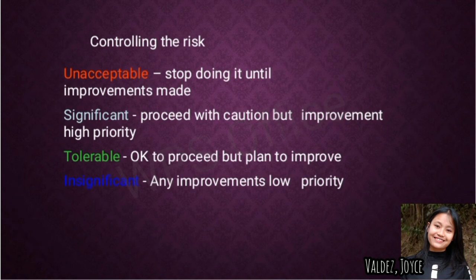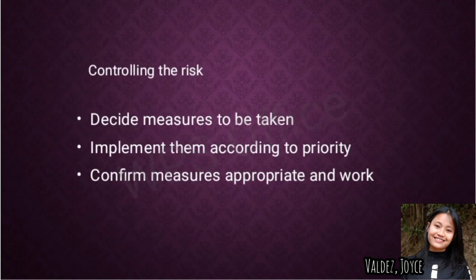So the last one is the insignificant level of risk. It is any improvements low priority. Or we can say it has no harm or there's only minimal effects of it. That is the last level of the risk in the risk matrix on the table. Now we will move on into the decide measures to be taken.